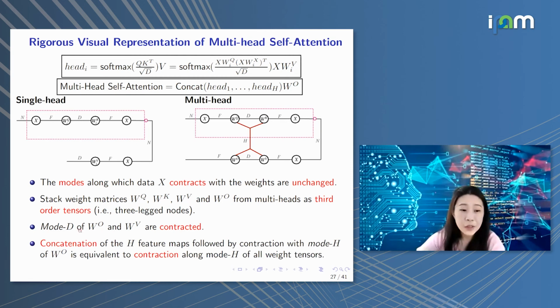Also, very interestingly, you can see the concatenation of the H feature maps, followed by contraction with the mode H of the WO, is actually equivalent to a contraction along the mode H of all the weight tensors. So you can see the 4 weight tensors here become a contraction along the mode H of all the weight tensors. That's a really interesting observation. It turns out we can have a very simple representation of the multi-head attention, although sometimes it is a little bit hard to understand intuitively.